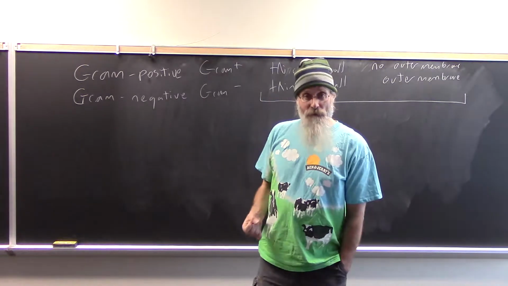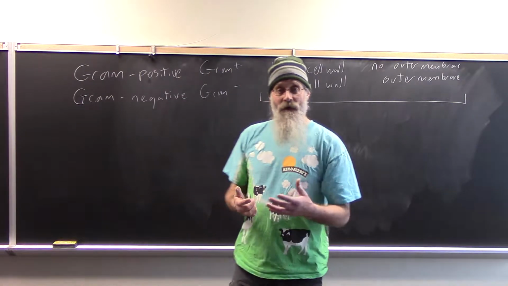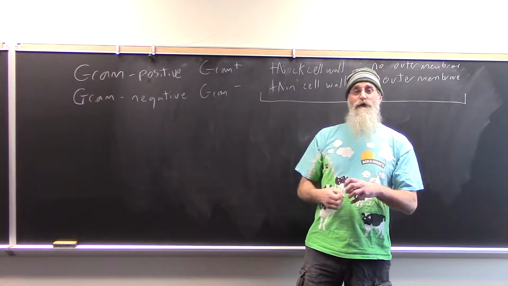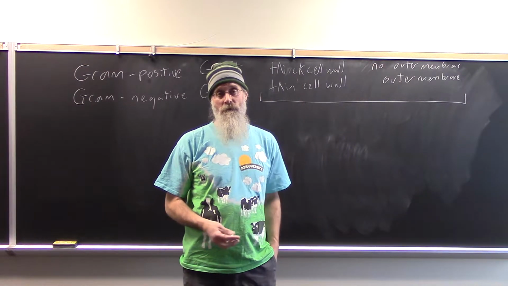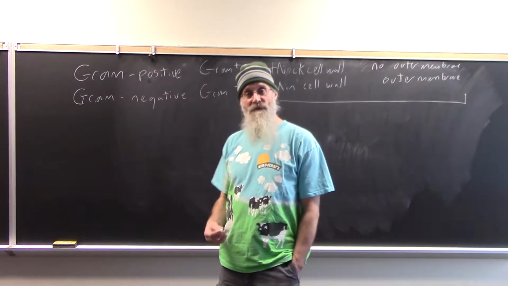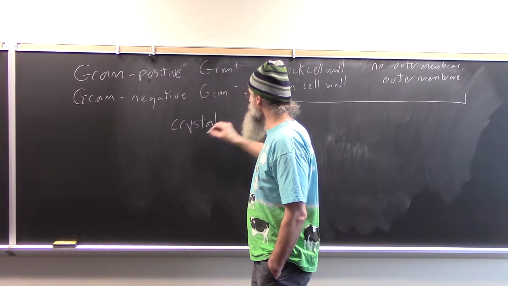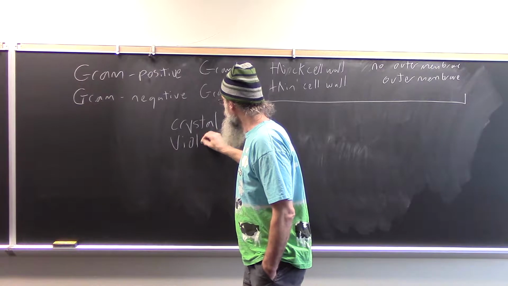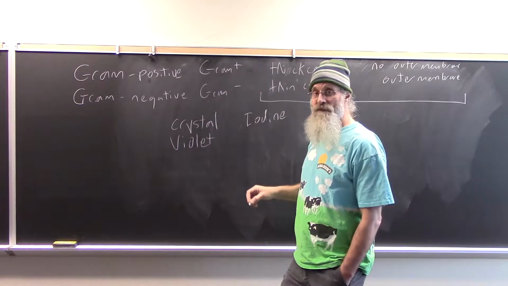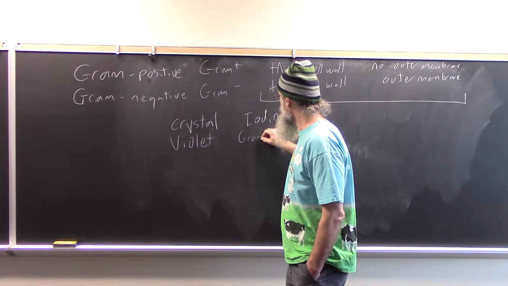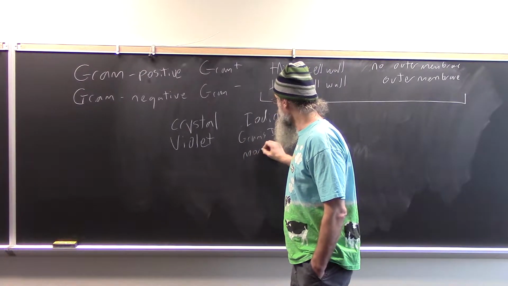The process of gram staining involves making something that is big and difficult to pull out of a cell without disrupting the cell envelope. And this big thing is made by combining the stain crystal violet with iodine. The iodine is also called Gram's iodine. And it's also called mordant.